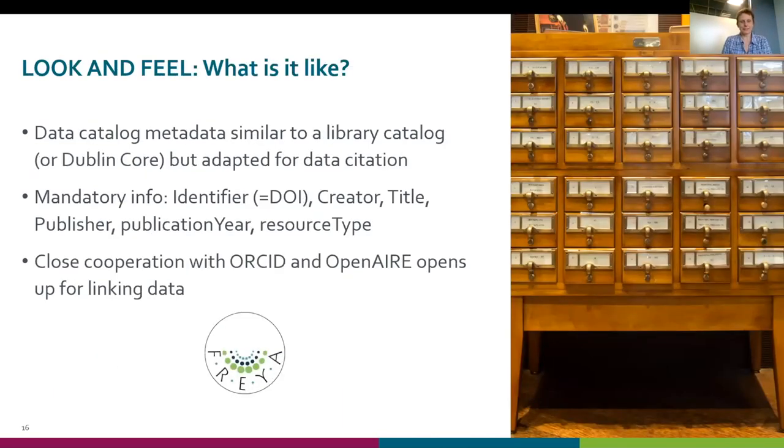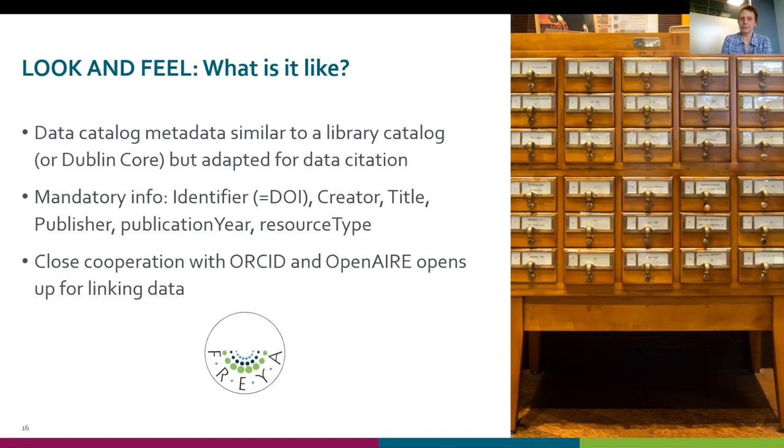So basically, the DataCite metadata is like a version of a generic data catalog metadata. It's like a developed Dublin Core version that is adapted for data citation and for research use. So this means that we have this mandatory information like the identifier, which is a DOI. If you use the DataCite DOI system, then you really need to have the DOI identifier. You can also, of course, create or use other kinds of persistent identifiers like URNs, but then the DataCite validators don't work with that, and DataCite doesn't register anything else.